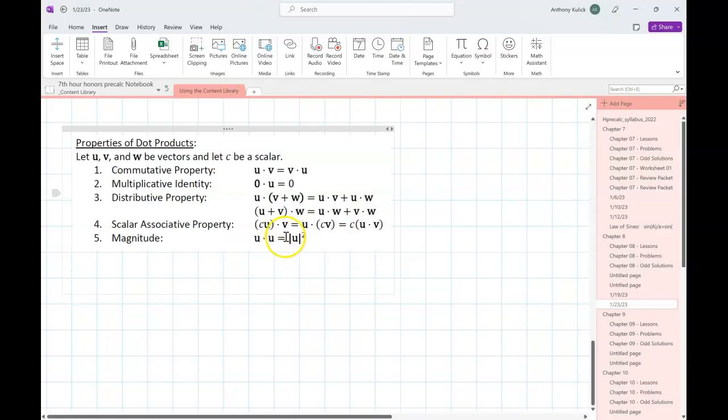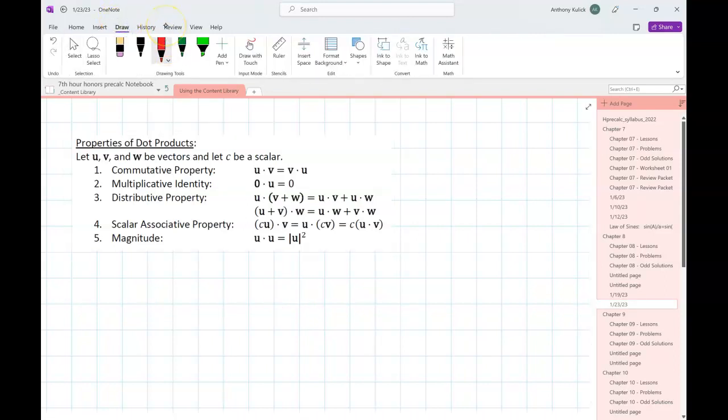And the last one is the magnitude property that says that a vector dot product with itself is equal to its magnitude squared. Remember, the vertical bars, when they're surrounding a vector, don't mean absolute value. They mean magnitude. I think in the homework I ask you to prove these things, but let's prove the first one here together, just to give you a feel for how we go about doing this, okay?